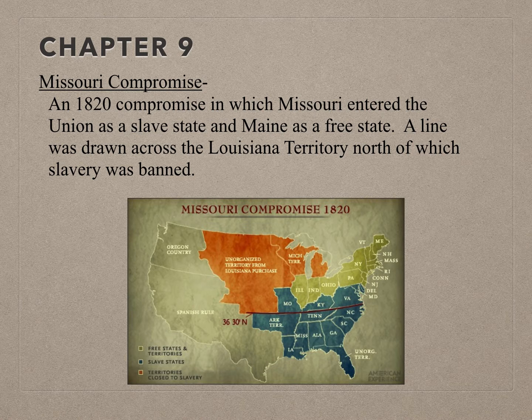slavery was banned. So if you take a look at the map, the blue are the slave states and slave territories. Right above that red line, you see the blue MO, that's Missouri. Missouri comes in as a slave state. Maine gets added as a free state, so both sides get a state. And then that orange area above the red line, that was determined to be territory in which slavery was closed off.